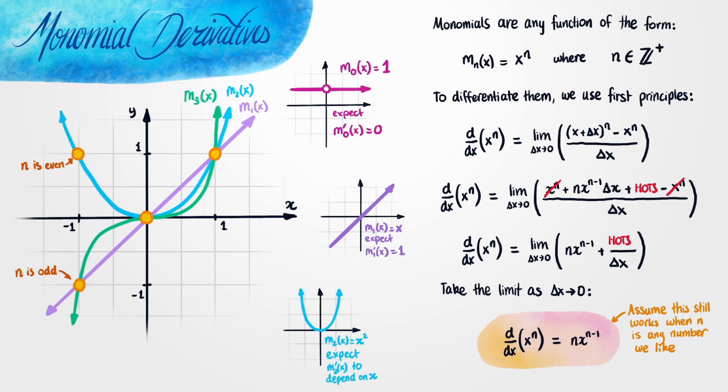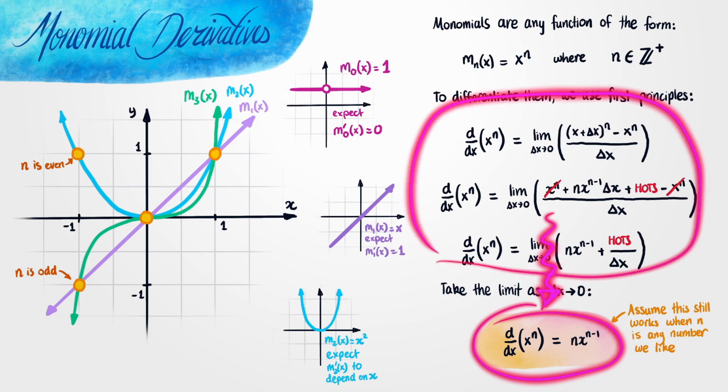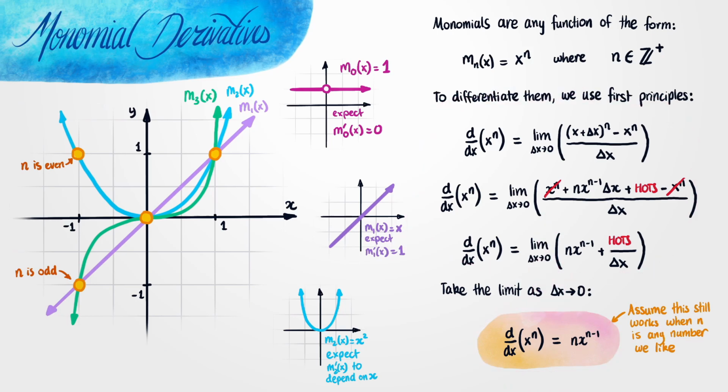To find its derivative, we started by writing out the first principles formula, and then we expanded the brackets to get these higher order terms. After doing a little bit of algebra, we ended up with this formula over here, which we call the bring the power down rule. By using this formula, you never actually have to perform these tedious steps ever again. But, as we pointed out, this formula only really works when n is a positive integer, so we just kind of assume that it's going to work for any other value, which is something we'll have to prove later on. And with this, we've actually completed our discussion on the monomial derivatives.